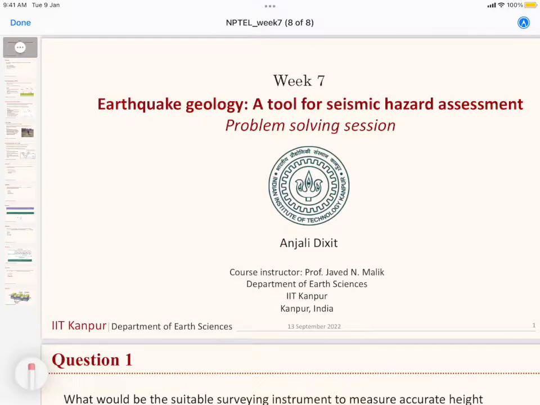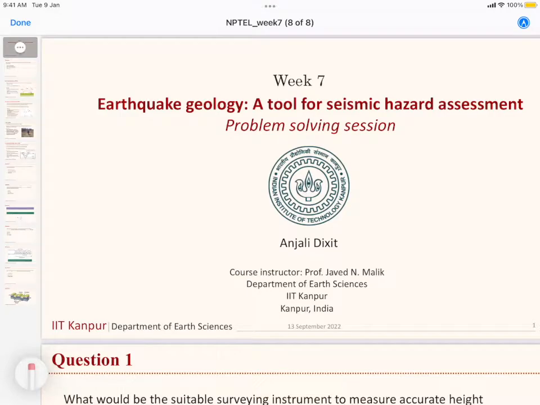So in this week's assignment, the major topics that I will be covering are the geophysical survey, or the field survey that we perform to identify the fault scarp. Let's start.